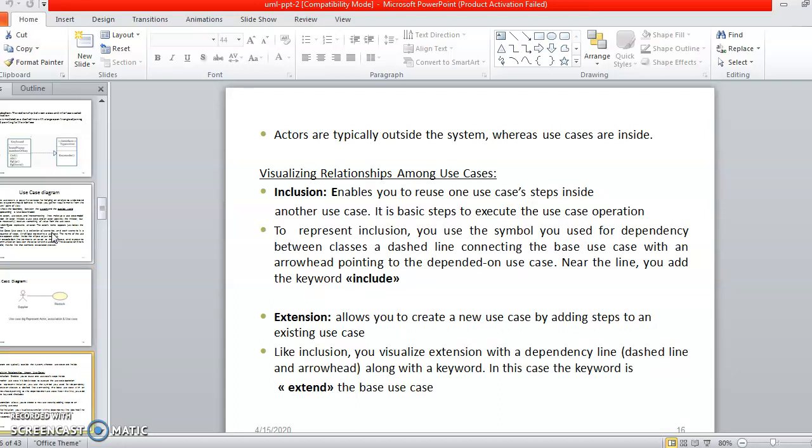As we are considering use case diagrams, there are two types of relationships among the use cases. First one is inclusion, second one is exclusion.